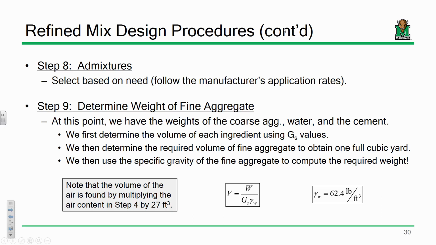By the way, if you haven't had fluids yet, unit weight of water is 62.4 pounds per cubic foot. So that's a constant. Everybody okay with that?